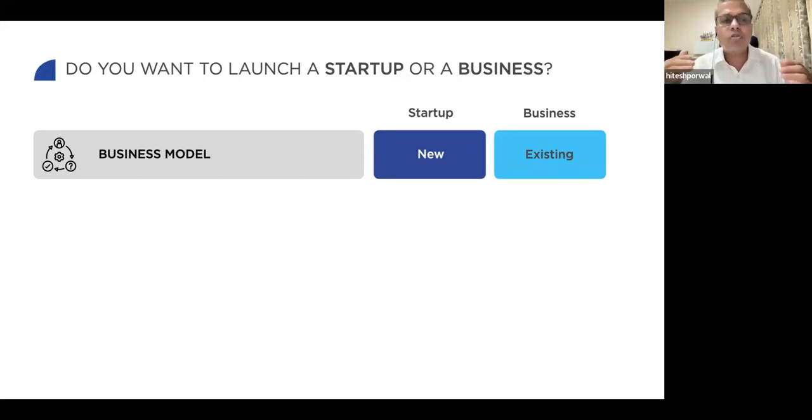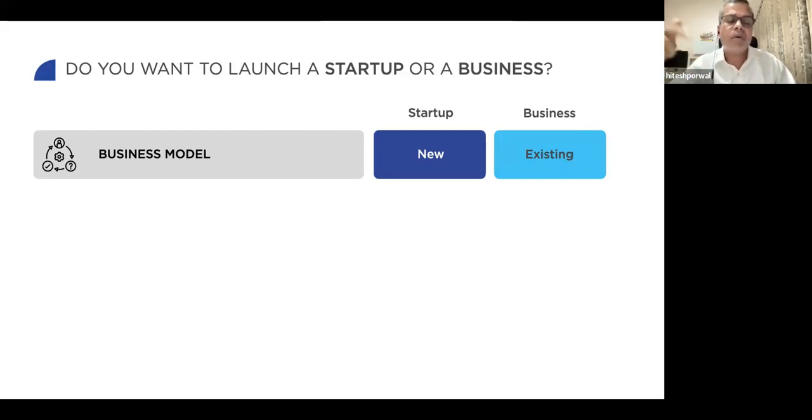But if you are trying to open a restaurant, or a steel manufacturing rolling unit, these businesses have existed for 50 years, 100 years. I'm not saying these are not good. Businesses are great. Adanis and Ambanis are not startup founders, they are business owners. It's not that startups are good and businesses are bad. I'm just trying to help you understand what is a business and what is a startup.